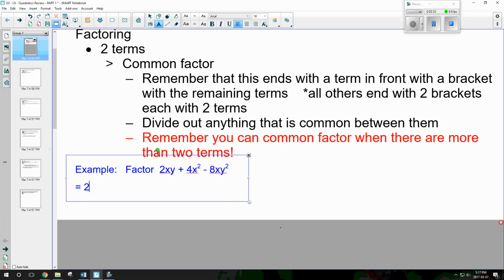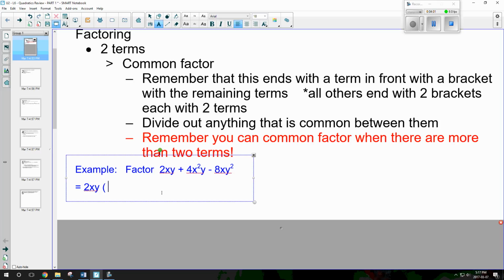We see that there's at least one x in each of our terms, so we can take out at least one x. And for our y's, oh, this one's missing a y. Sorry, this one's supposed to have a y here. There we go. And in terms of our y's, again, the biggest amount of y's that we can take out is just one y. So we take out a 2xy. So that goes out front.